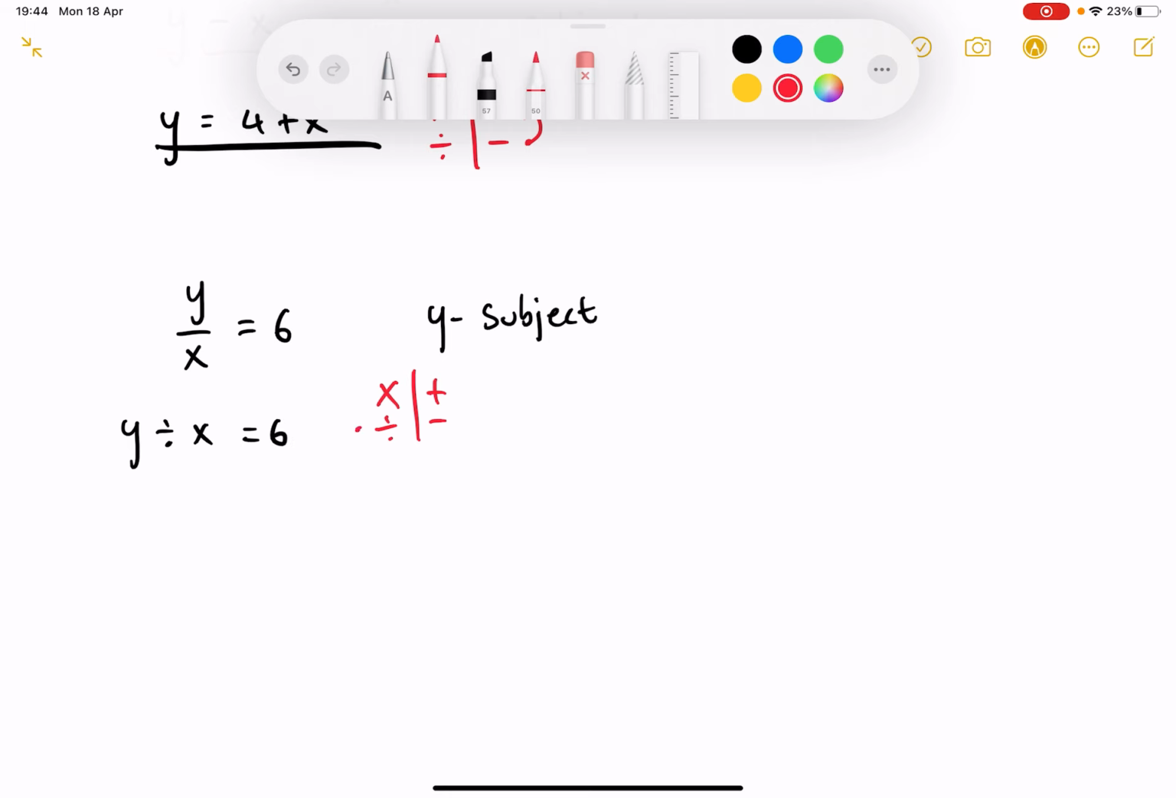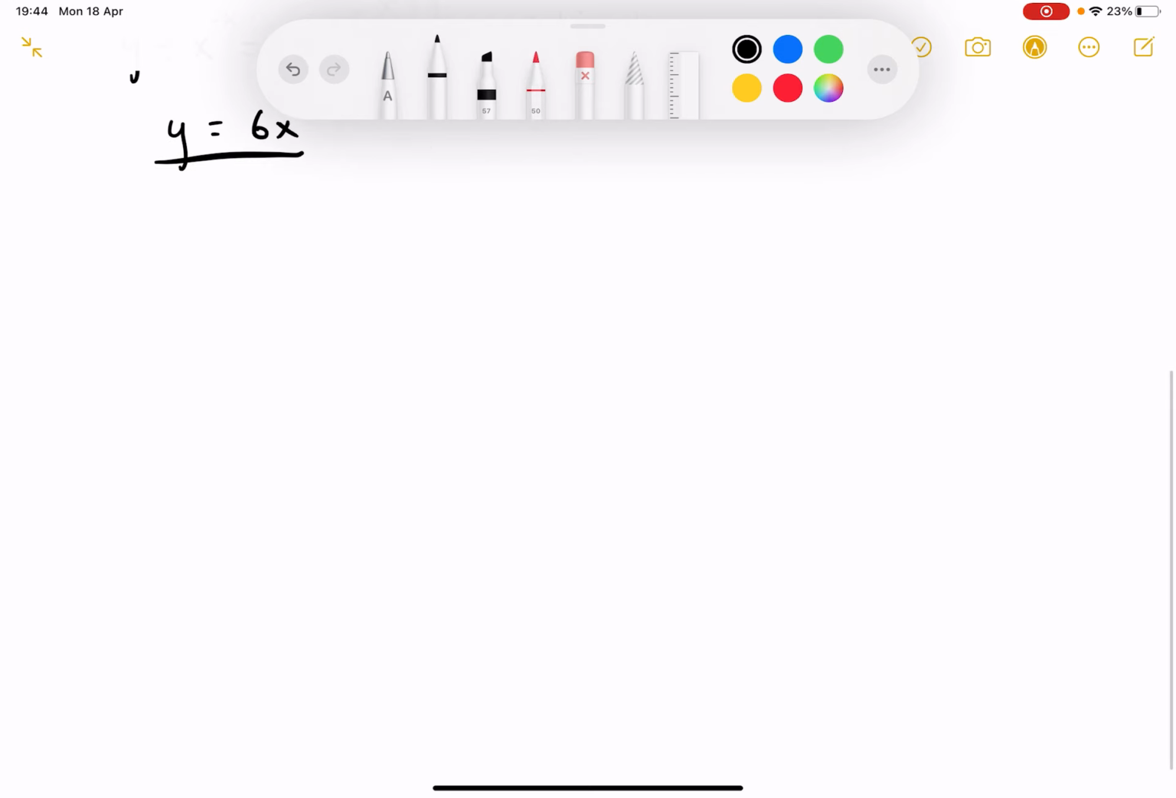Division is over here, so the opposite of division is multiplication. So we need to multiply, so I'm going to write multiply by x, multiply by x. What does that mean? The x's cancel, so we end up with just y is equal to 6x. And that's it. Okay, a bit more tricky.